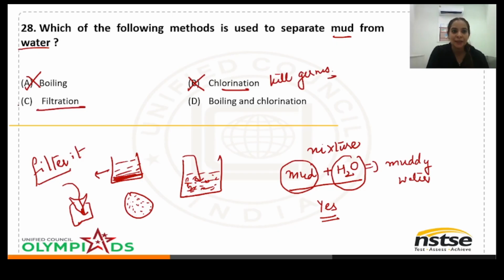Filtration? Yes. Filtration is a technique where we use filter paper. Filter paper has small pores, so all those substances which are bigger in size, like mud, cannot pass through it and will stick to the filter paper. The other component, water, flows down, and in that way they can be separated. Boiling and chlorination? Again, no. So which option is correct? Here our correct answer is option C.